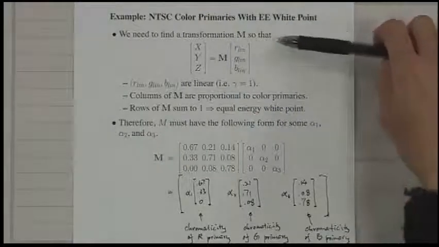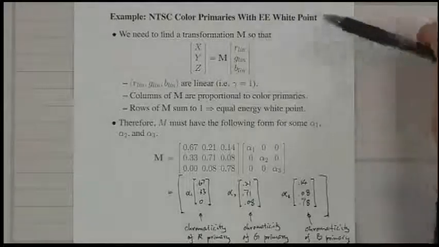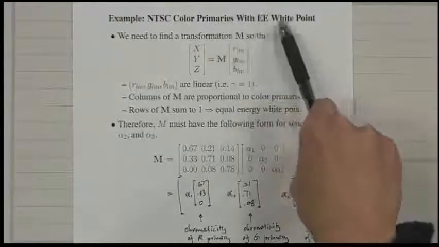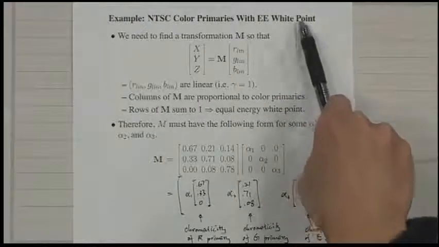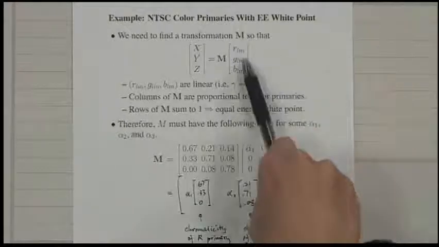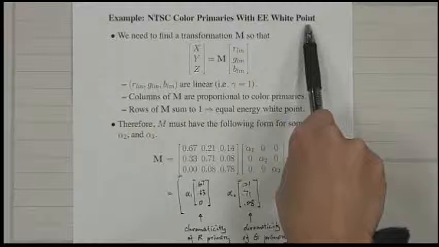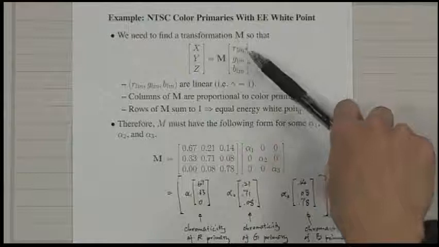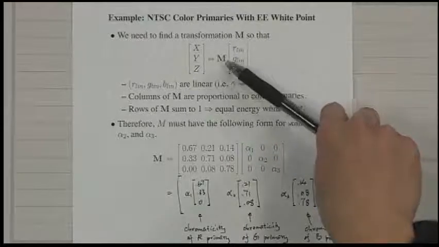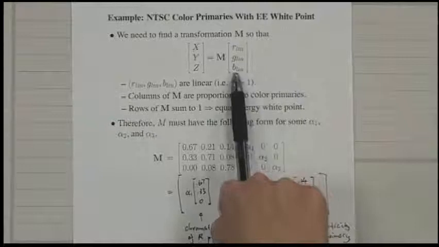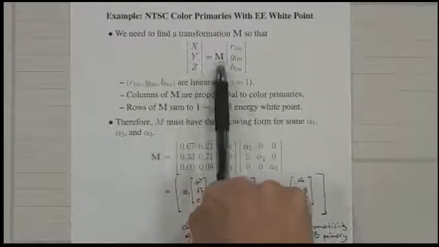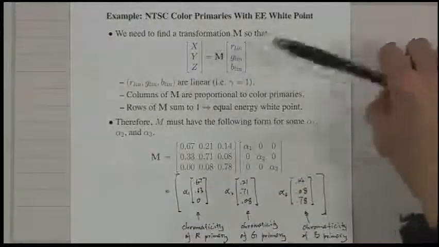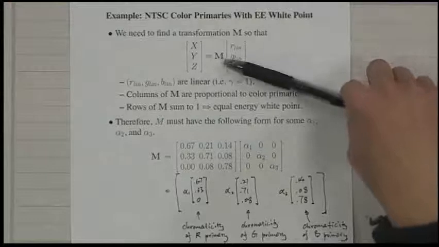But anyway, here the focus is, let's say we have a color coordinate system. We have NTSC color primaries with an equal energy white point. Our goal is to find the transformation to convert data based on this color primary and white point to the standard XYZ coordinate system. This transformation will be a linear transform. If the input is three-dimensional and the output is three-dimensional, this matrix would be a 3x3 matrix, and what we need to do is find this 3x3 matrix M.